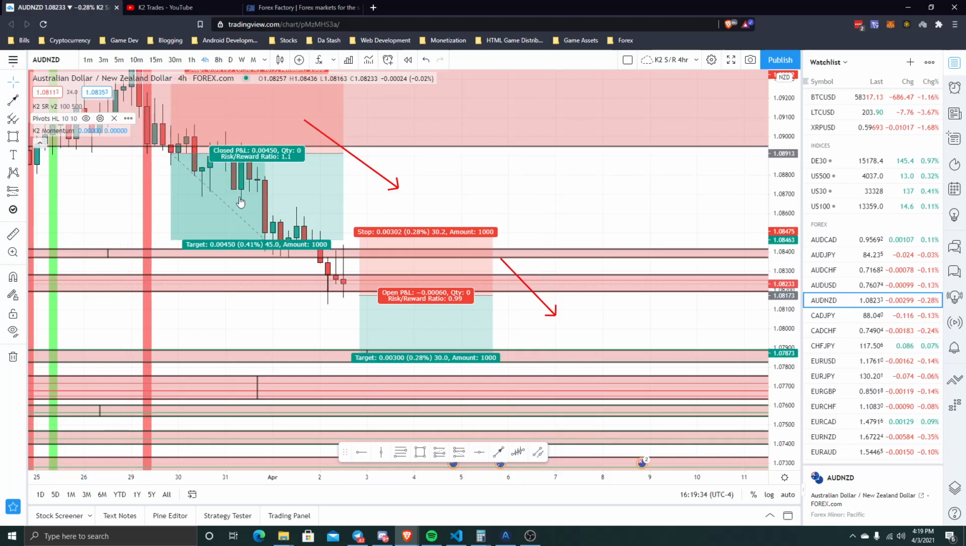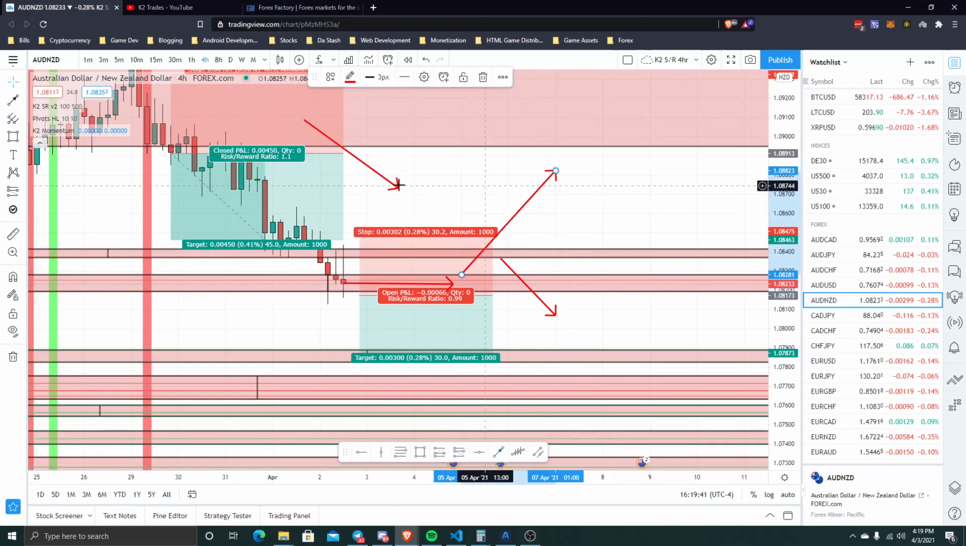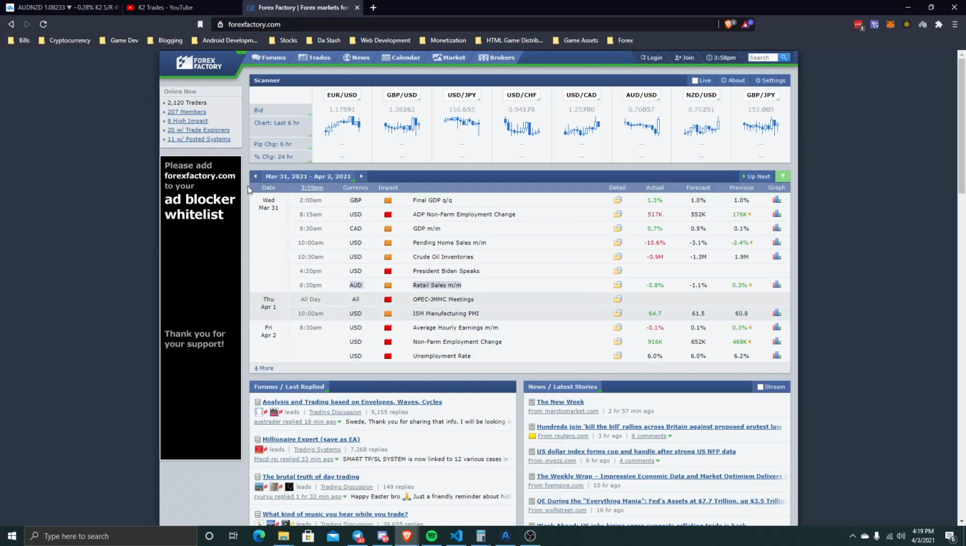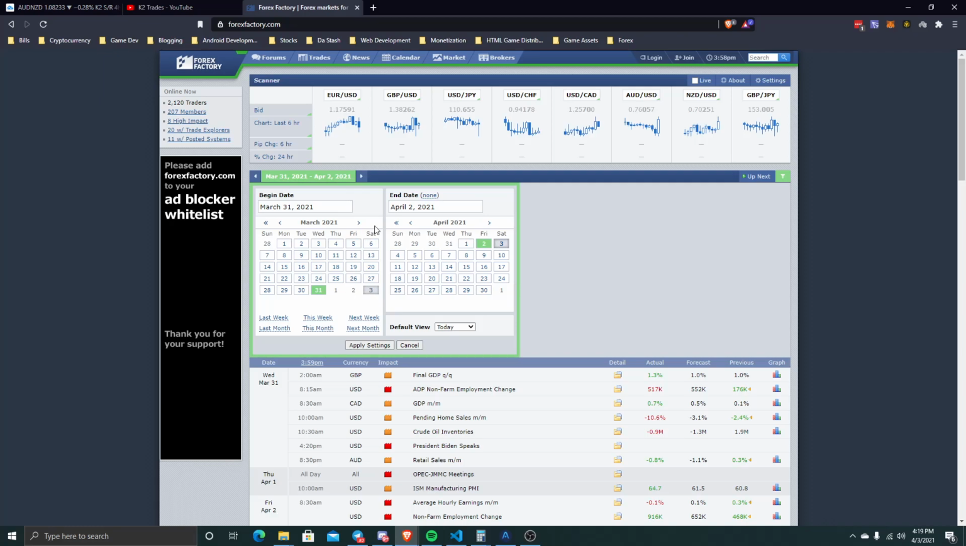Or like I said, it might continue to go here, consolidate for a little bit, and it might swing back up. We just have to wait and see. But on Sunday, I usually post the fundamental news ahead during the week. So what I do is I'll show you, for example.